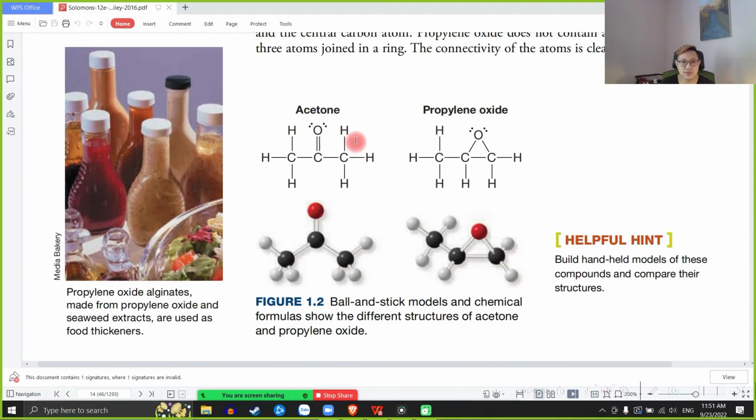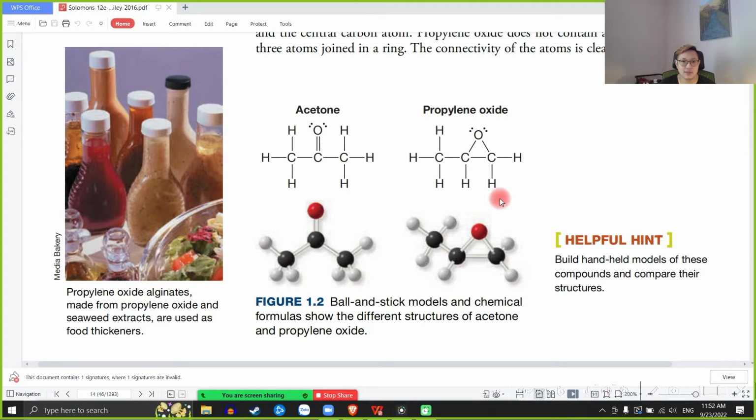Now this is the structure of acetone here and propylene oxide. So I just moved the H on the right down to the C at the center. And then the oxygen forms a bond with that C. So you have a situation like this. Propylene oxide.